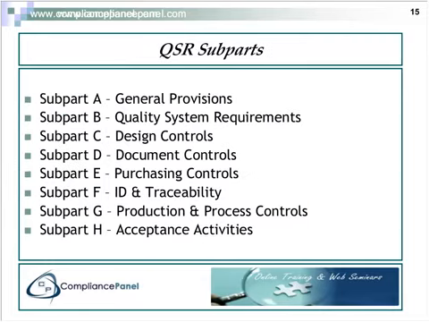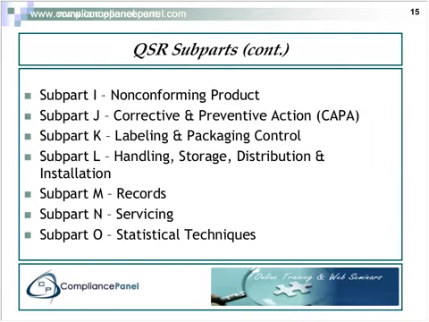So 21 CFR Part 820 has 15 subparts. Subpart A, general provisions, and you can see them here. I don't need to read them all. Up to Subpart H is the first section, and that would be acceptance activities. And then the next slide down has the remaining subparts from non-conforming product, corrective and preventive action, labeling, etc., down to statistical techniques, and we will go through these individually.